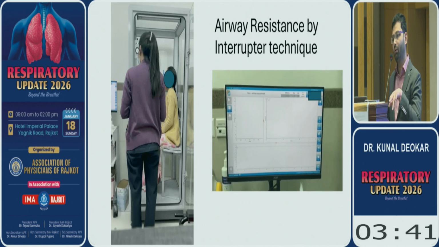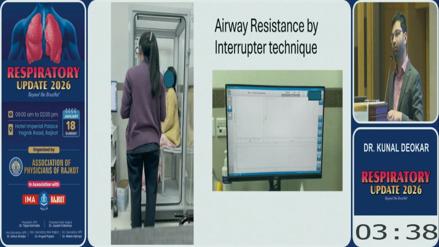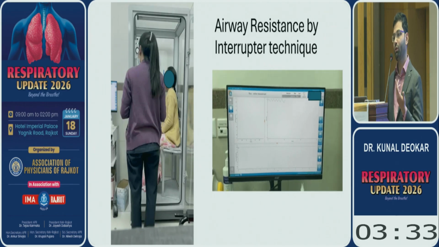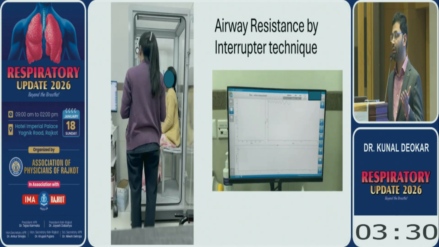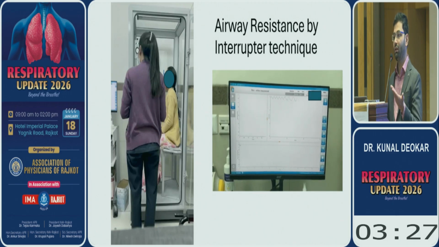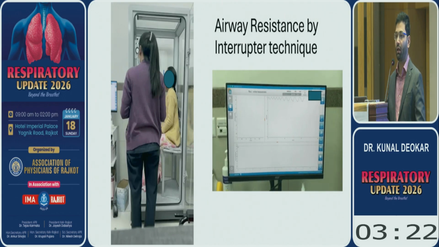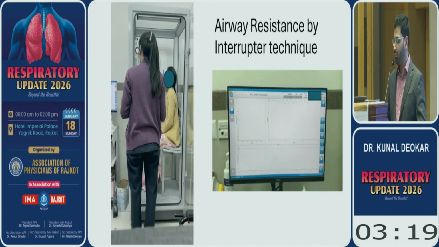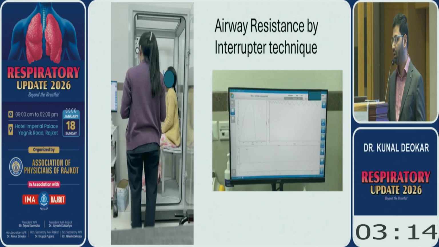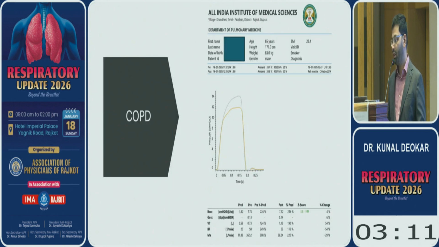Once good tidal breaths are achieved, the machine will do an automatic shut off, so that mouth occlusion pressure is measured. Mouth occlusion pressure is equivalent to alveolar pressure. Resistance is pressure upon flow. So once you measure the pressure and flow, you will get airway resistance. So that is airway resistance by interrupter technique. Patient does not require a lot of effort. Disadvantage is it is not a widely used technique, so we do not have standardized measurements, we do not have standardized values, but then we do get a fair idea that patient has increased airway resistance. So if you see ROCC, it is 226% of predicted, that means it is increased.